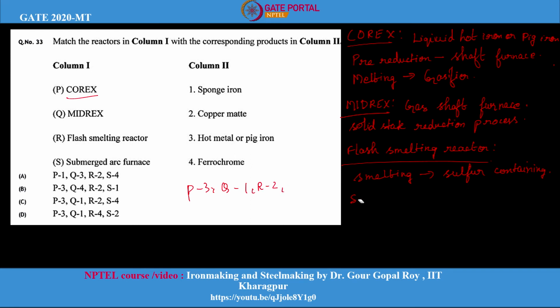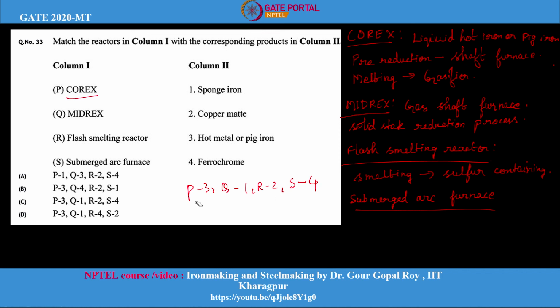And the last one is the submerged arc furnace. Submerged arc furnace works with electrical energy which is converted into heat mainly using electrical resistance of the burden ore or molten slag. So the leftover end product is the ferrochrome. So S corresponds to ferrochrome.